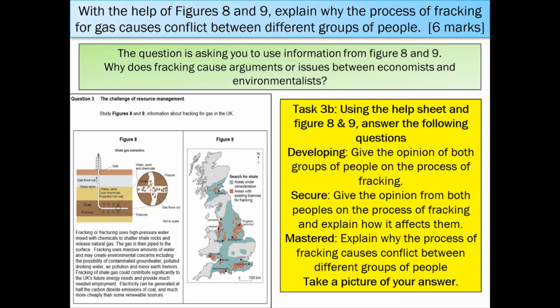Now the help sheet on Class Charts has sentence starters for each one of these questions, which you can use to answer the questions. So what I want you to do is read the questions that are on the board now, and then I want you to go over to Class Charts, use the sentence starters and prompts to answer one of the questions. Once you've done that, can you take a picture of your work ready to upload to Class Charts?